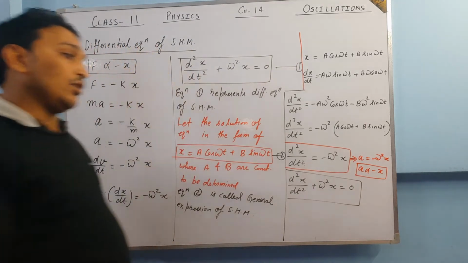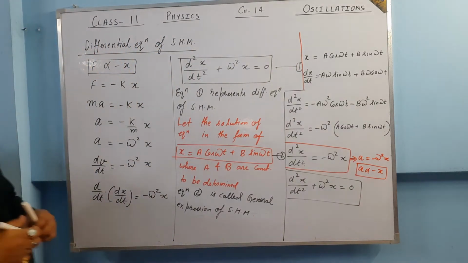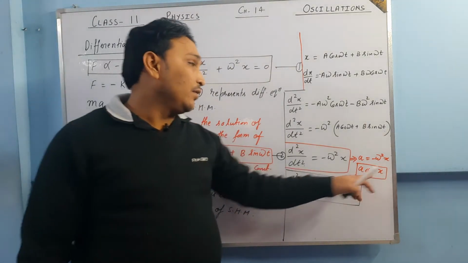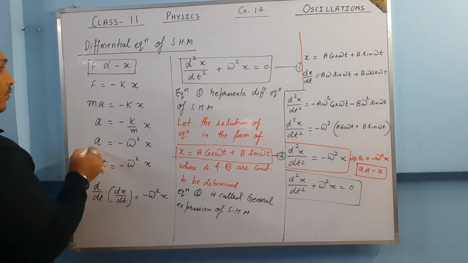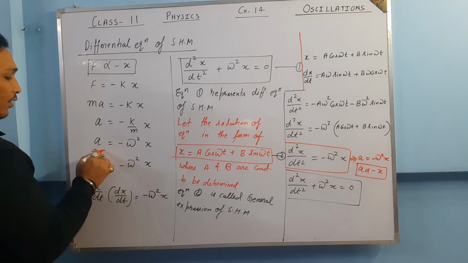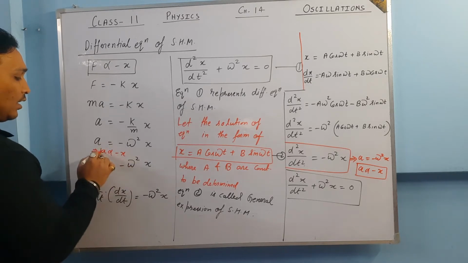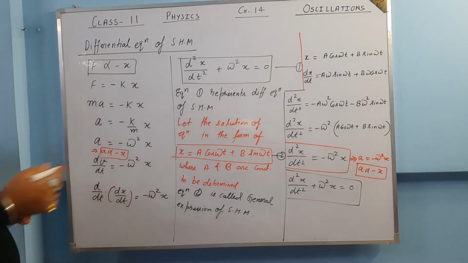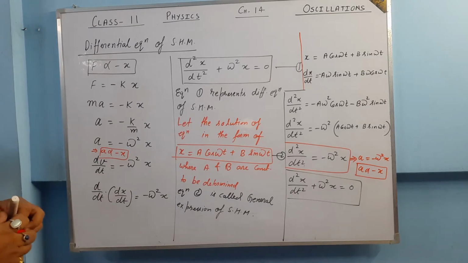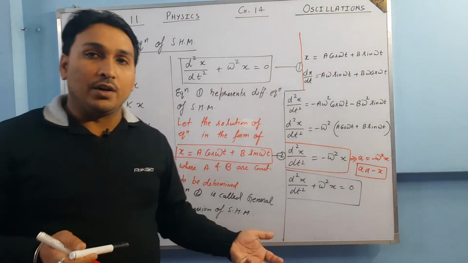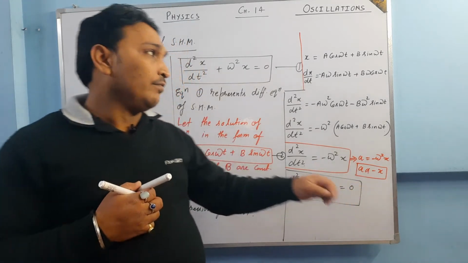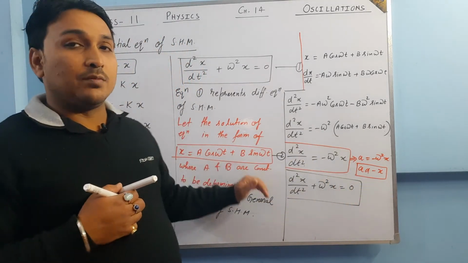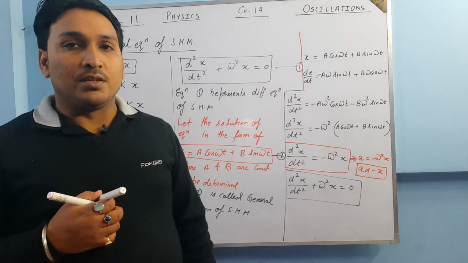So acceleration of the particle is proportional to minus x, which is again a condition we have already studied. From here we can write a is proportional to minus x again. So this is again an equation that represents SHM. So one more conclusive equation is there, which says that this equation is the general expression of SHM. Is it clear?